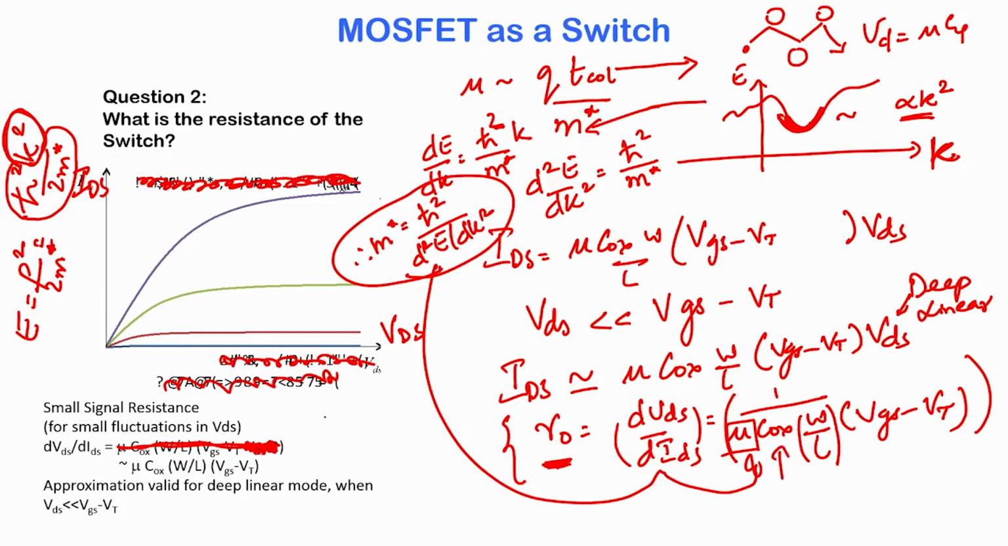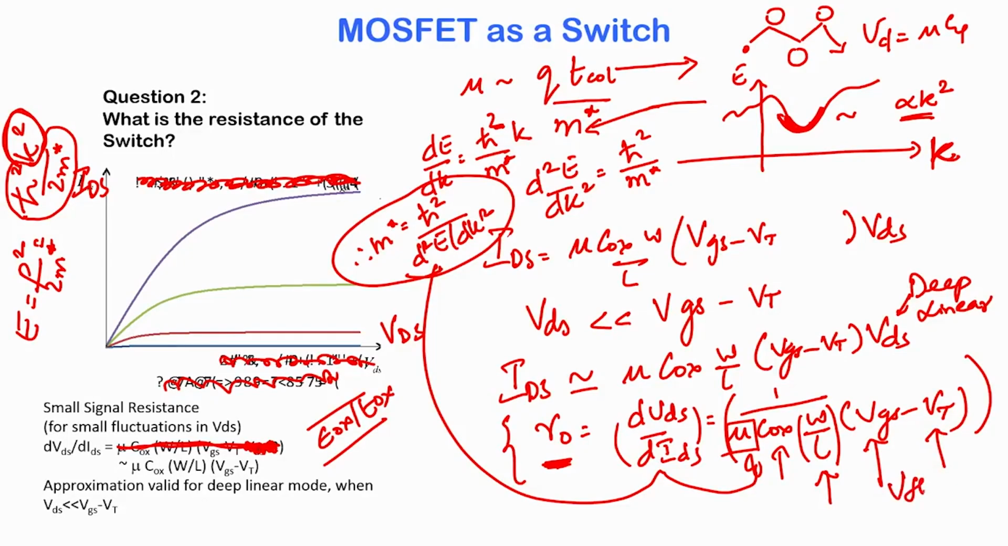Cox is nothing but the gate capacitance, the insulator capacitance per unit area of your MOSFET, and that is nothing but epsilon ox by T ox. It depends on the thickness of the oxide. Aspect ratio is the geometry with which you have designed the MOSFET. VGS is the applied gate to source voltage, and what is VT? VT is the threshold voltage.